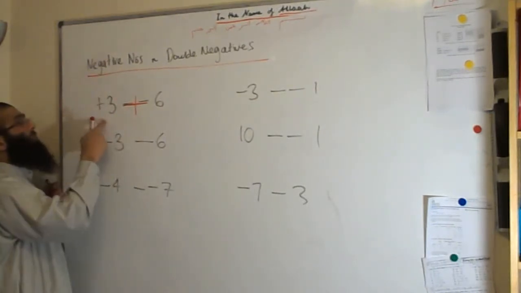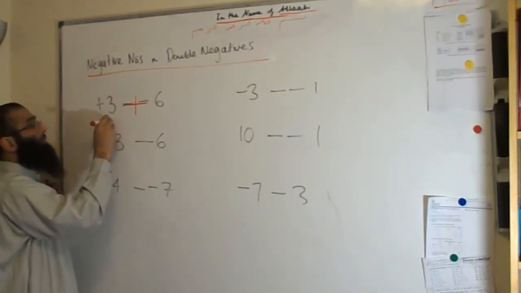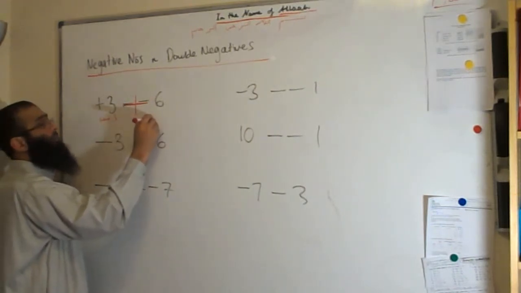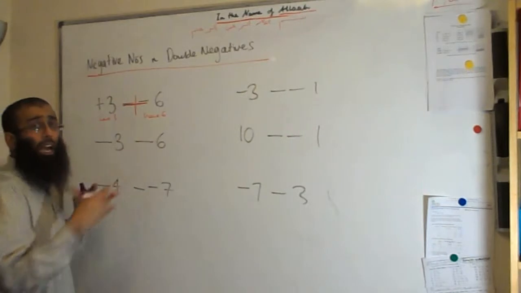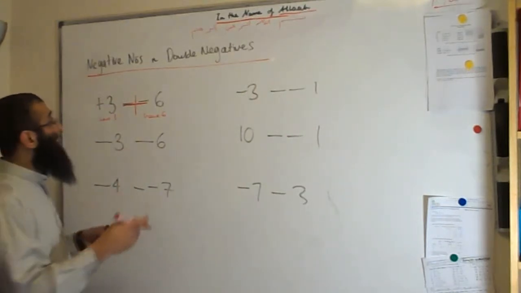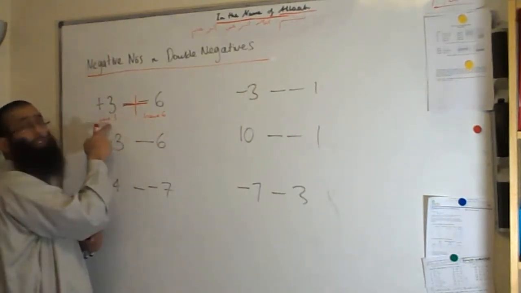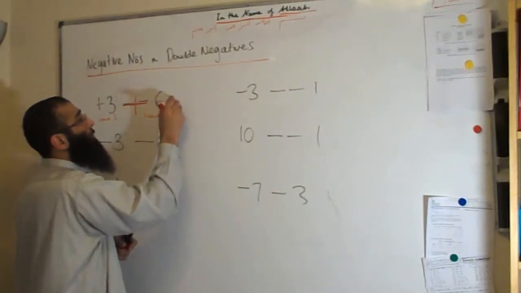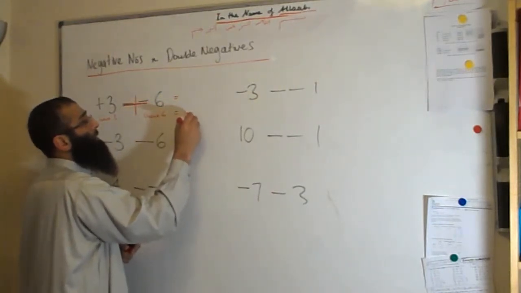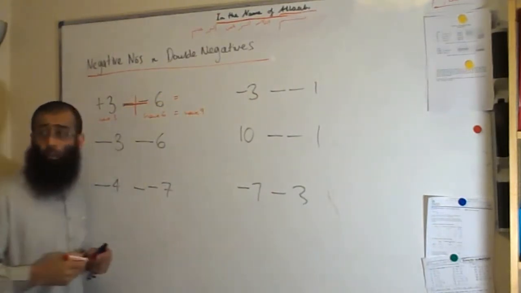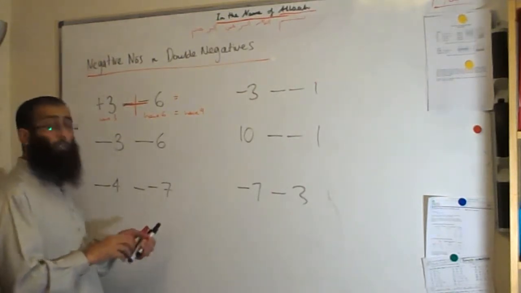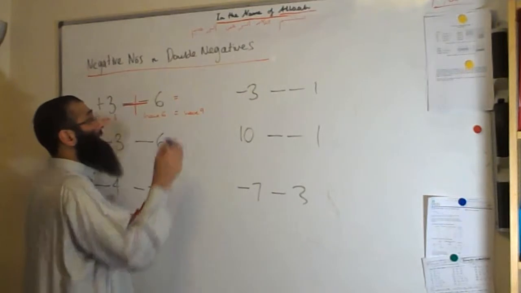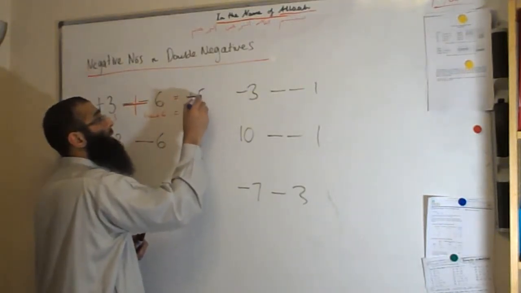So I have 3 and I have 6. So this is using the rules that we learned in the previous video on how we deal with adding and taking away negative numbers. So if I have 3 and I have 6, then I have altogether 9. Now the 9 means as an answer plus 9.